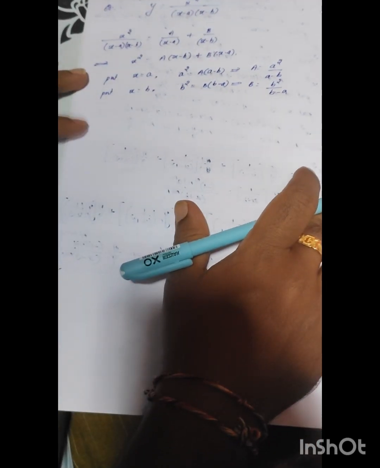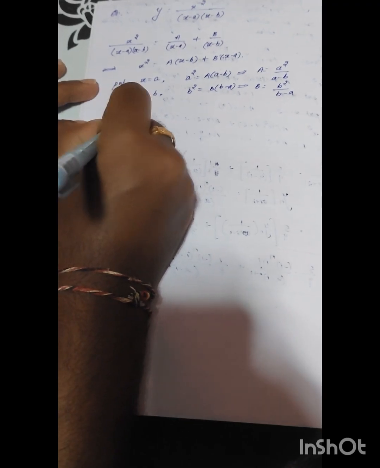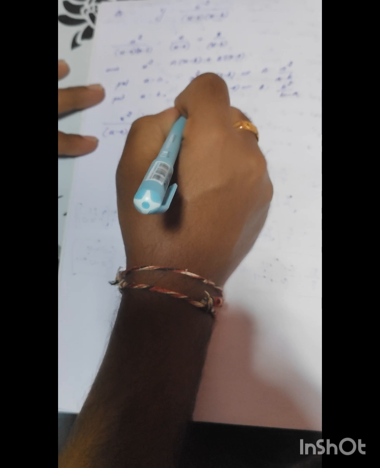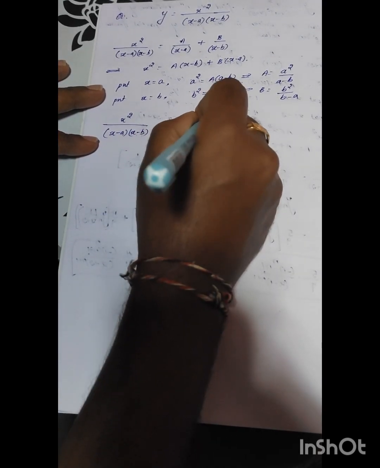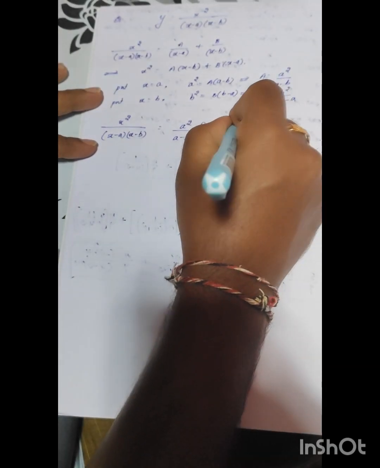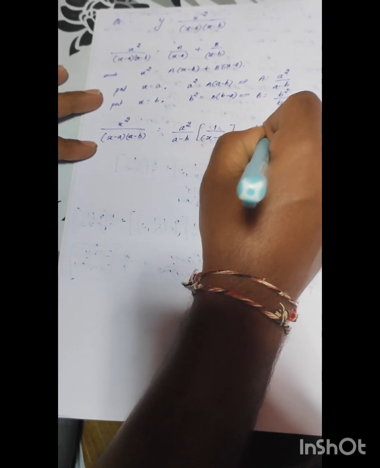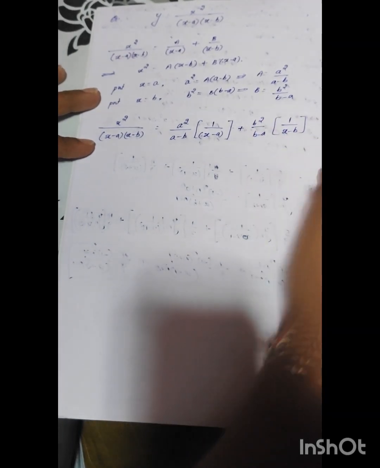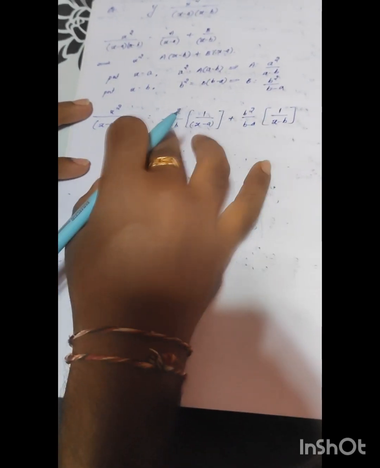Now let's back substitute the values here. So our function x square divided by x minus a into x minus b will now become a square divided by a minus b into 1 over x minus a, plus b square divided by b minus a into 1 divided by x minus b here. So a square divided by a minus b and b square divided by b minus a are constants, so we need not worry about that.